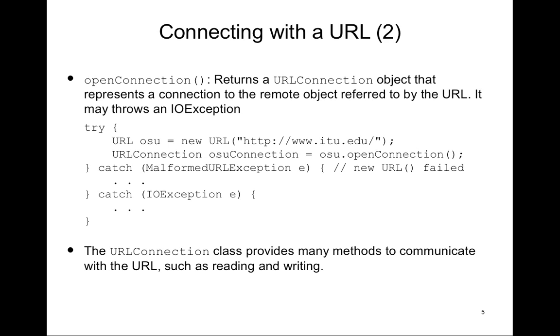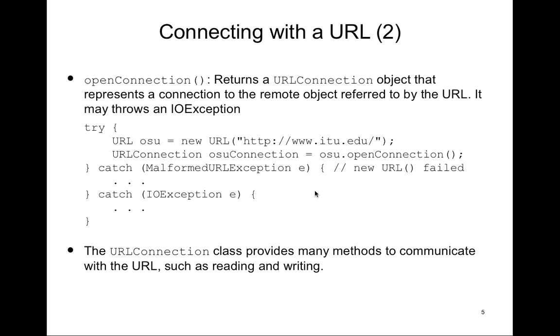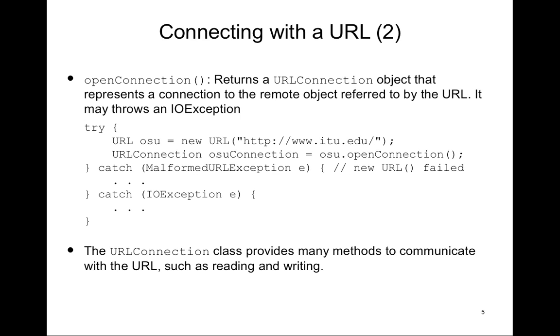So here's openConnection. On the previous slide we looked at openStream, which opened up the stream and read it in. The openConnection method returns a URLConnection object that represents a connection to the remote object referred to by the URL. It throws an IOException. The first one is actually going to throw a regular generic exception. I believe it would also throw an IOException because it wouldn't be able to read the IO stream. But long story short, this one specifically does throw an IOException.